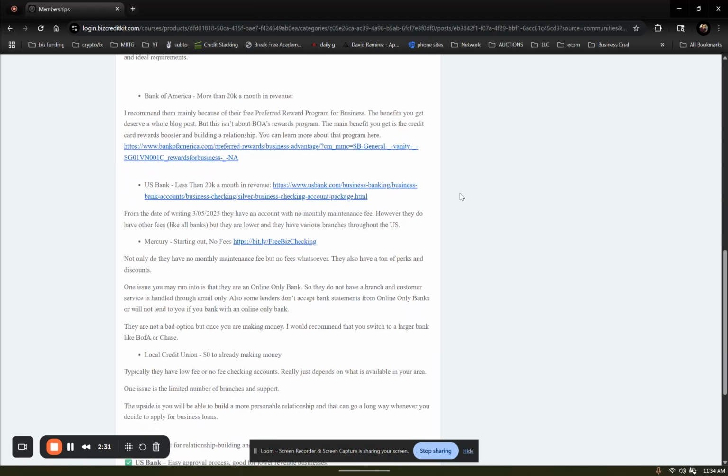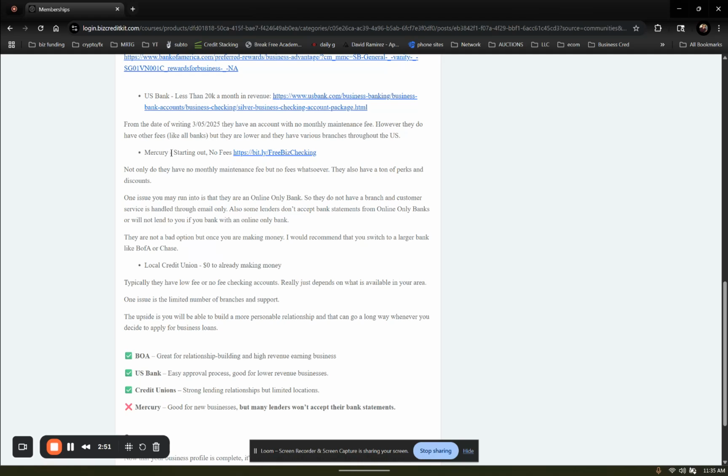Now, U.S. Bank is also good if you're making less than 20,000. I believe it's because, as of the date of this writing in March, there's no monthly maintenance fee. They do have other fees though, like all banks, so just be aware of that. Reach out to an actual representative of the bank for further details.